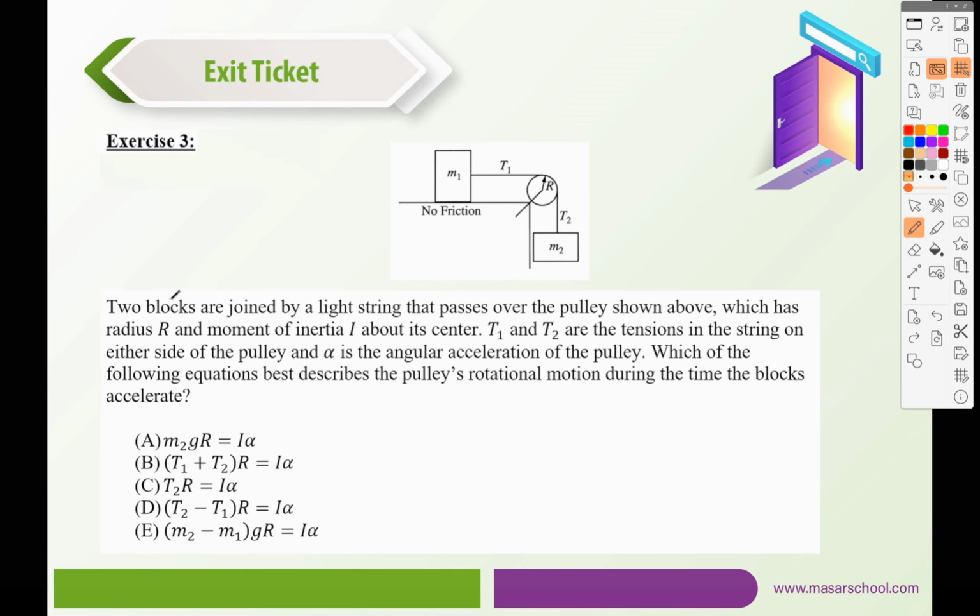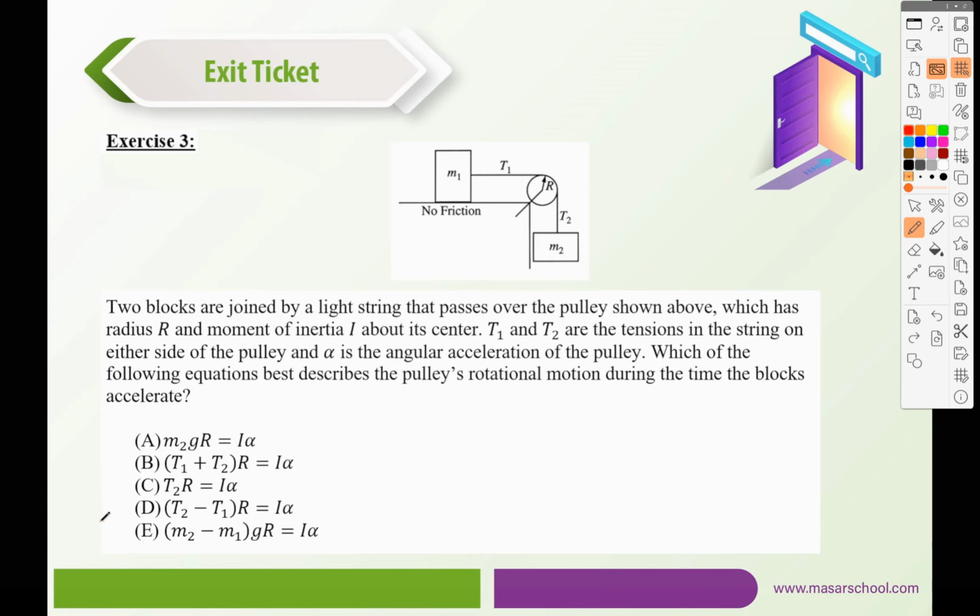Two blocks are joined by a light string that passes over the pulley as shown above, which has a radius r and moment of inertia I about its center. T1 and T2 are the tensions in the string on either side of the pulley, and alpha is the angular acceleration of the pulley. Which of the following equations best describes the pulley's rotational motion during the time the blocks accelerate?